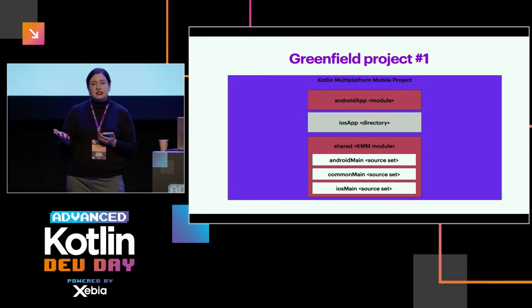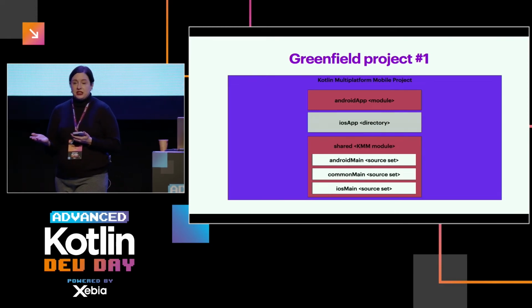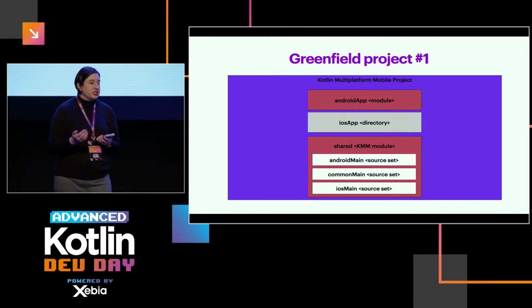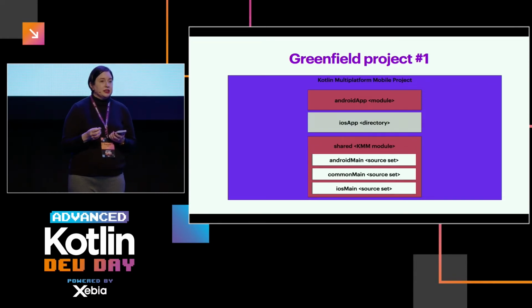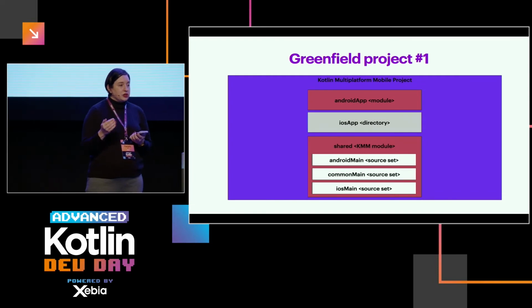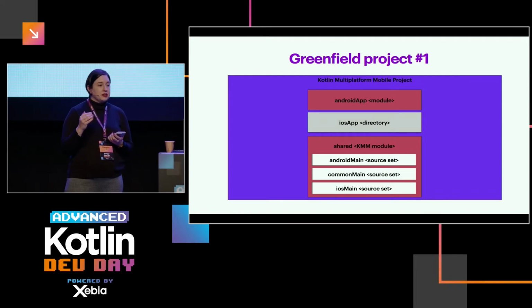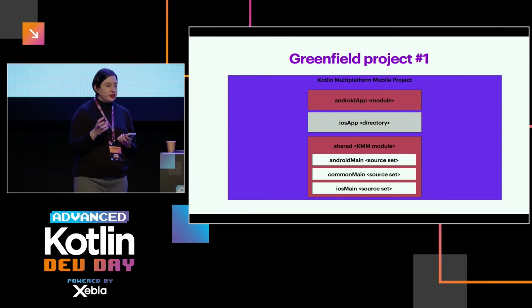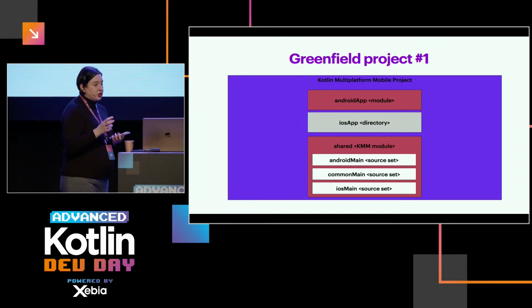Perhaps your team is creating a Kotlin Multiplatform Mobile project from scratch. If you use the Kotlin Multiplatform Mobile generator for the app, it will generate a project that looks very much like this. So again, the root is just a Kotlin Multiplatform Mobile module. And we'll have an Android app in Android app, an iOS app in iOS app, it's just a simple directory, and we'll have a shared module.